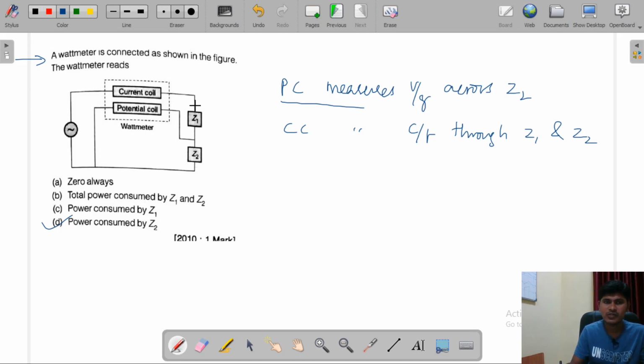This measures current through this and this, but PC is connected across Z2 only. Then voltage into current into cos of angle between voltage and current. So power consumed by Z2 only. If it were connected across Z1 and Z2, then power consumed by Z1 as well as Z2, but it is connected across Z2 only. That's why the wattmeter reads power consumed by Z2 only.